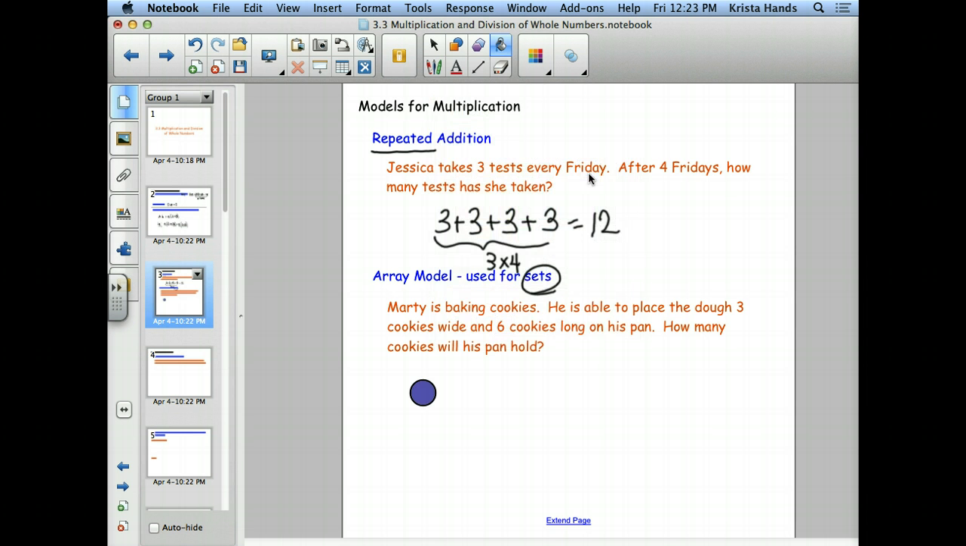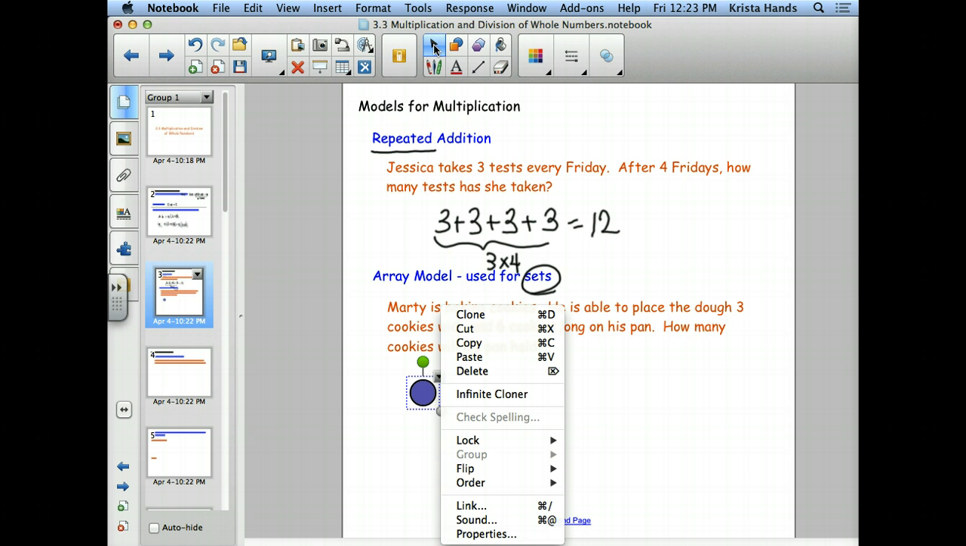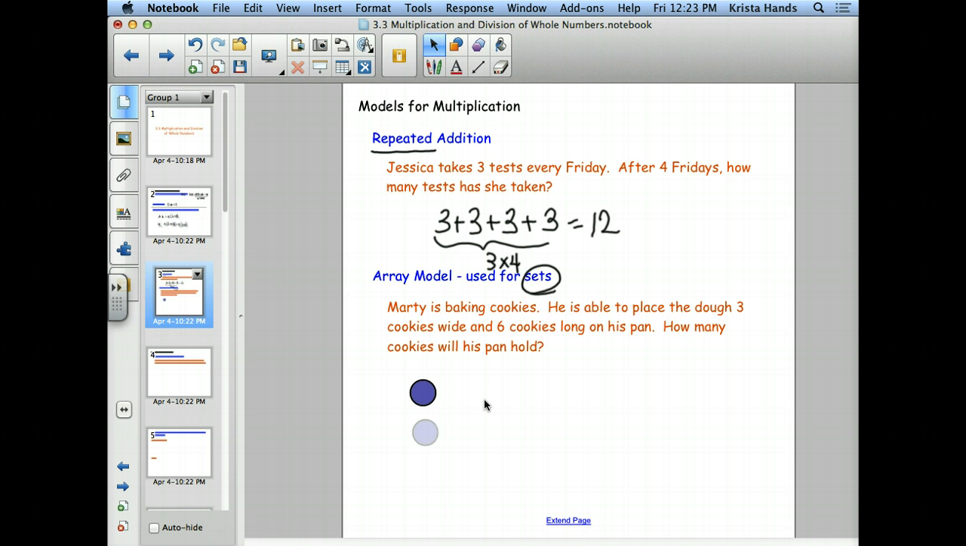I'll add a purple cookie today. And then I'll clone this, 3 cookies wide. So I'm going to draw it that way because I've got more space. And then it's supposed to be 6 in the other dimension. The other dimension is supposed to be 6 long. Okay? So I need this to be 6 long.